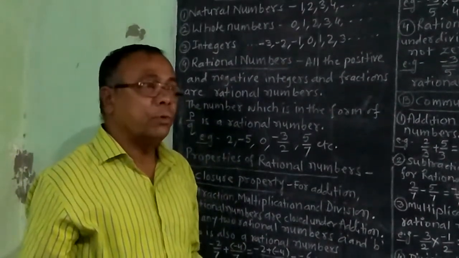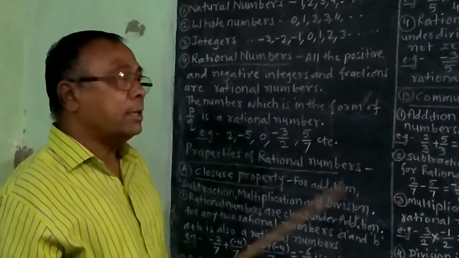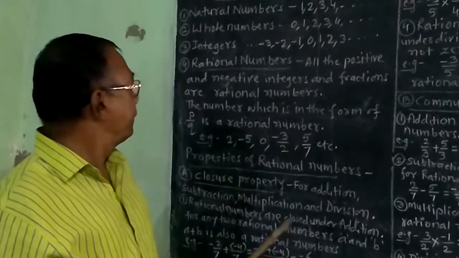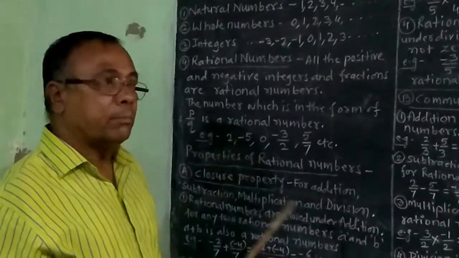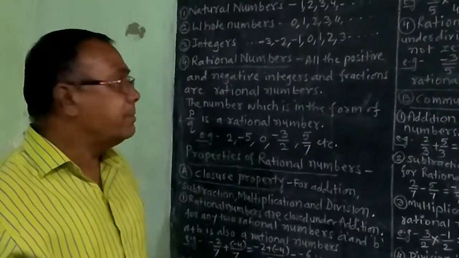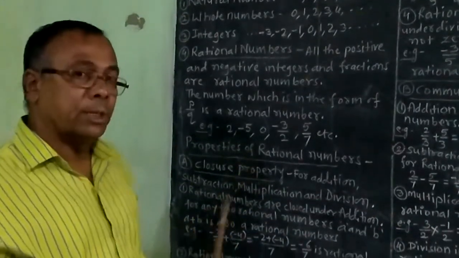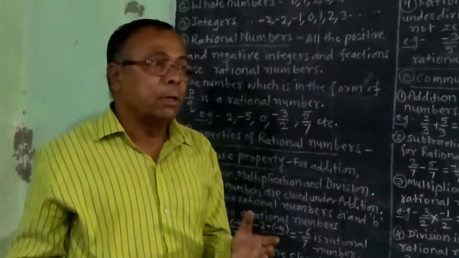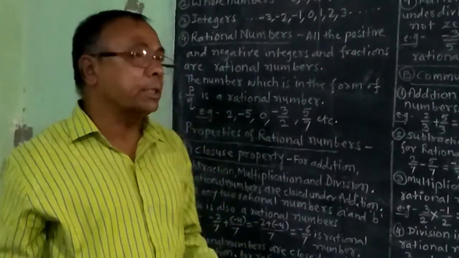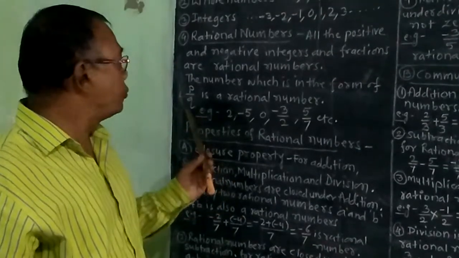All the positive and negative integers and fractions are called rational numbers. The number which can be written in the form of p upon q is called a rational number, where p is an integer and q is a non-zero integer, means q should not be 0.